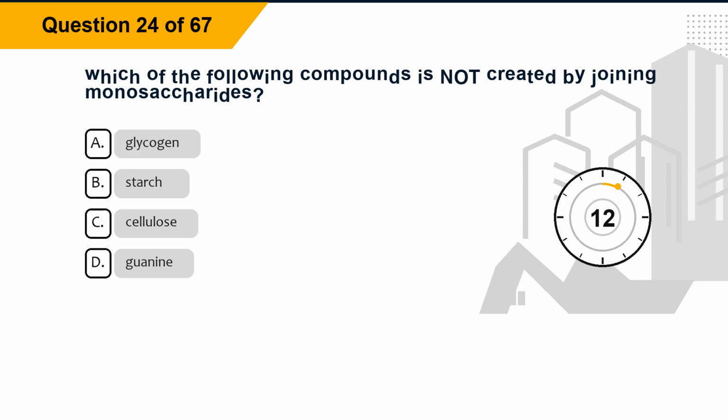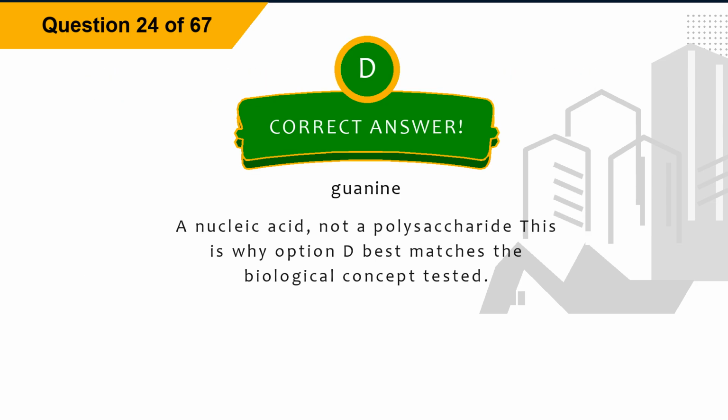Question 24. Which of the following compounds is not created by joining monosaccharides? Option A, glycogen. Option B, starch. Option C, cellulose. Option D, guanine. The correct answer is option D, guanine. Explanation. A nucleic acid, not a polysaccharide. This is why option D best matches the biological concept tested.